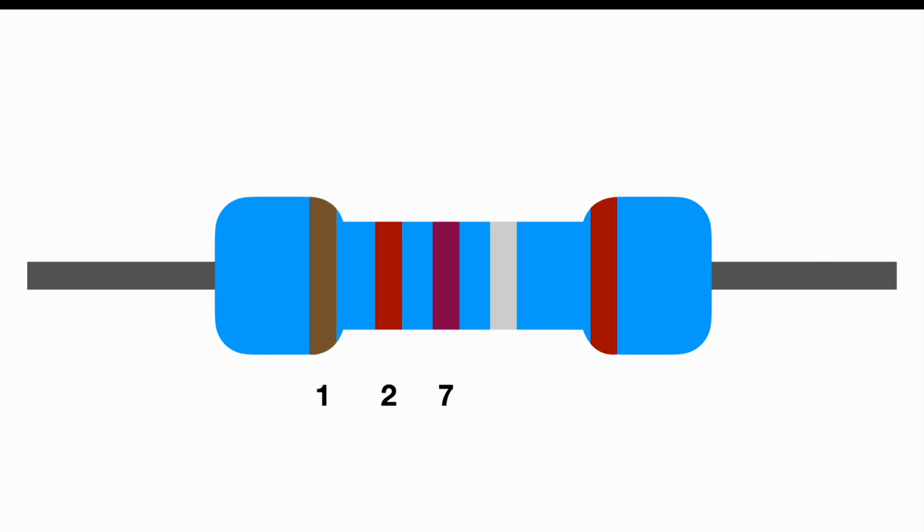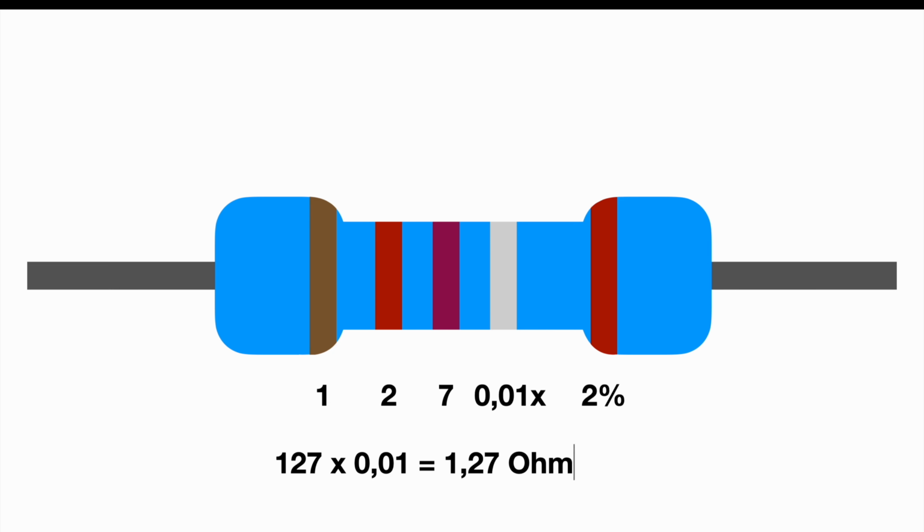So we have 127. The silver multiplier indicates that it's multiplied by 0.01, and the red tolerance ring indicates 2% tolerance. So in total, we have a little math equation. 127 times 0.01 equals 1.27 ohm at a 2% tolerance. So to represent this 1.27 ohm resistor, we need a color code with 3 digits for the value, a tolerance, and of course a multiplier.